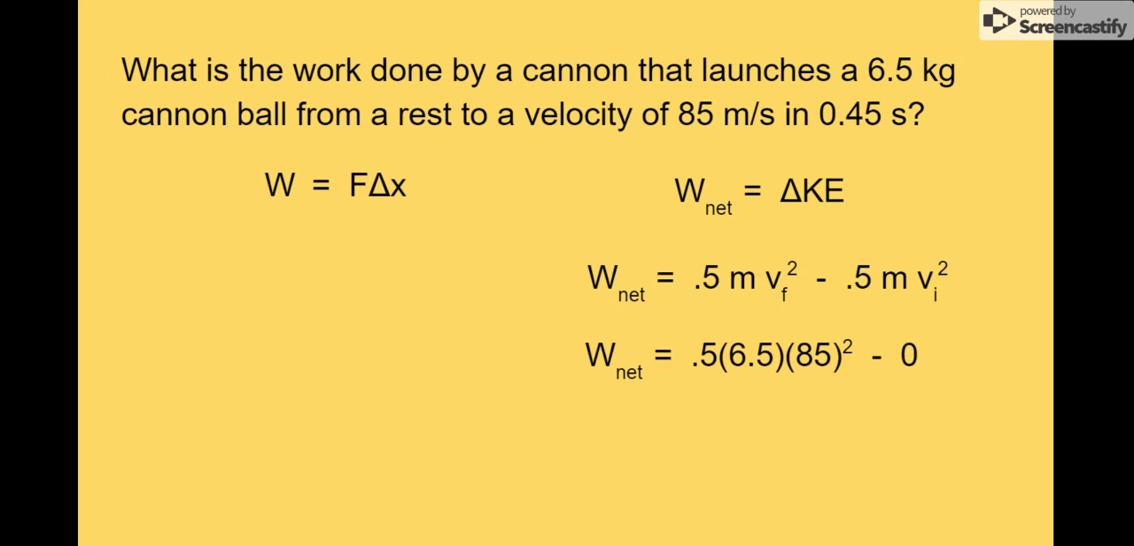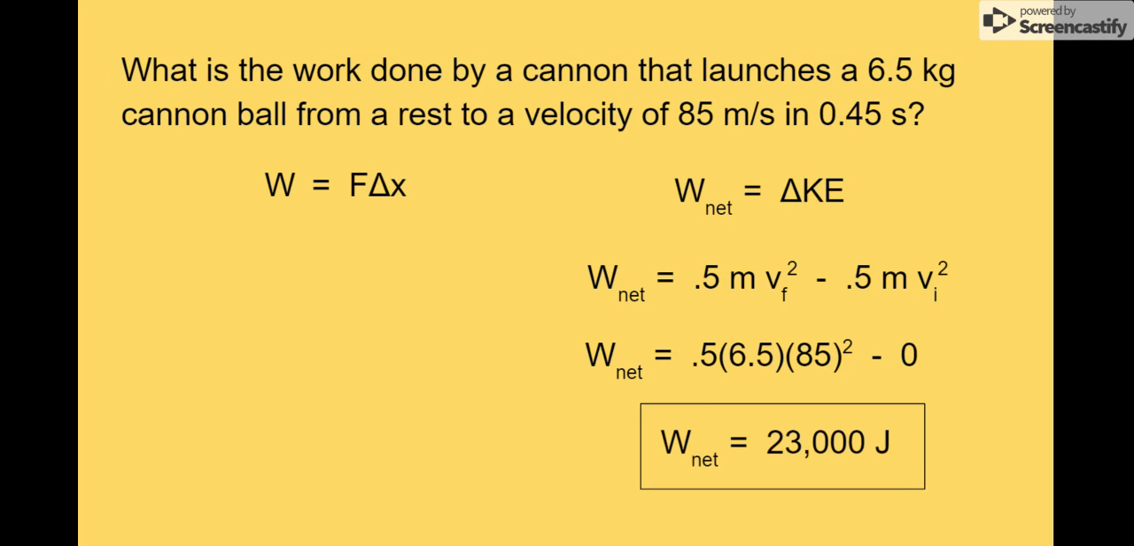With 0 for the initial velocity, the initial kinetic energy is just 0, so we'd just be doing 1/2 times 6.5 times 85 squared. Typing that in and doing our sig figs and units, it should be 2 sig figs looking at all the numbers given, and the unit for work is joules. So we get 23,000 joules. That's a lot easier and faster than finding the distance, then the acceleration, and plugging all that in.